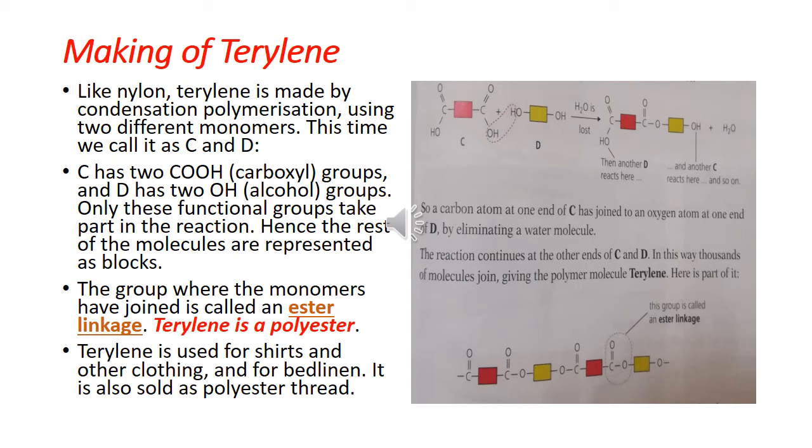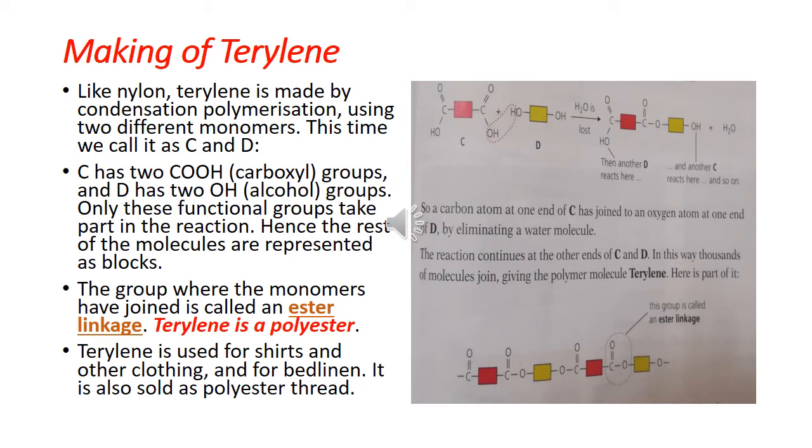C has two COOH, that is carboxyl groups, and D has two OH, that is alcohol groups. Only these functional groups take part in the reaction. Hence, the rest of the molecules are represented as blocks. You can see the red and yellow colored boxes. Those are the blocks. The group where the monomers have joined is called an ester linkage.